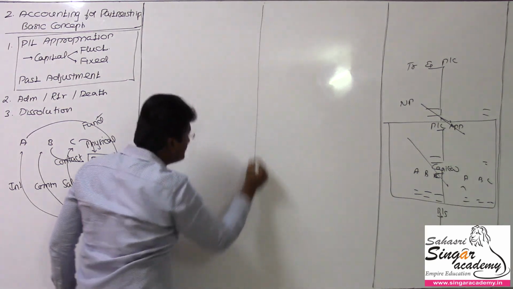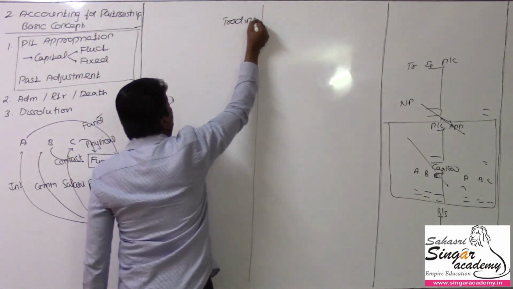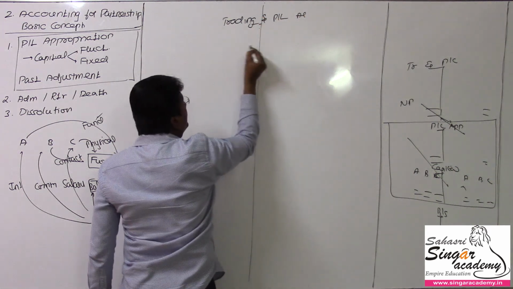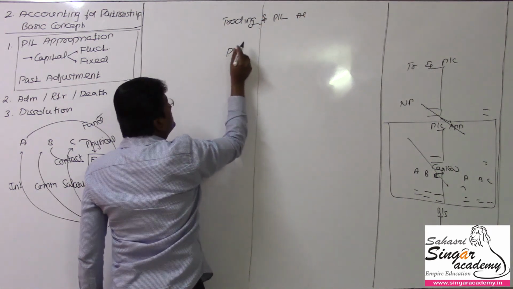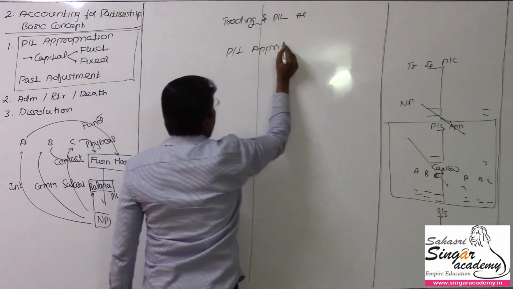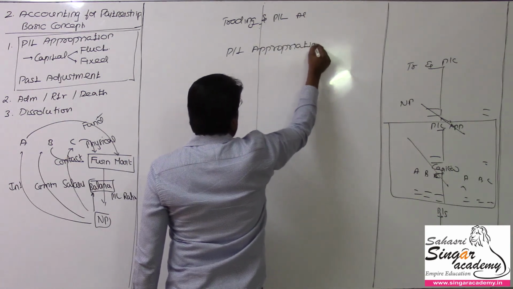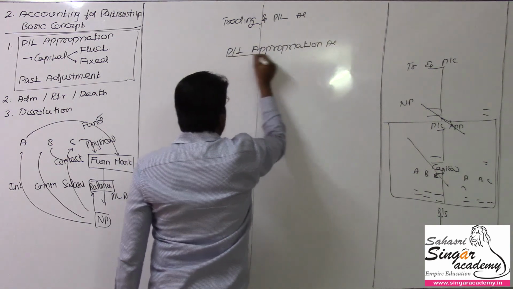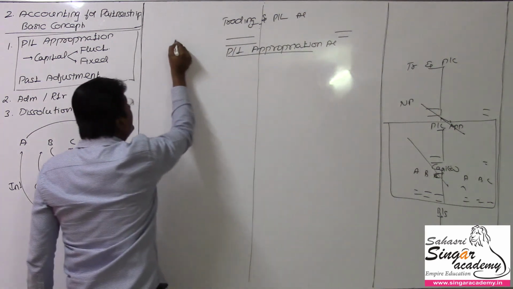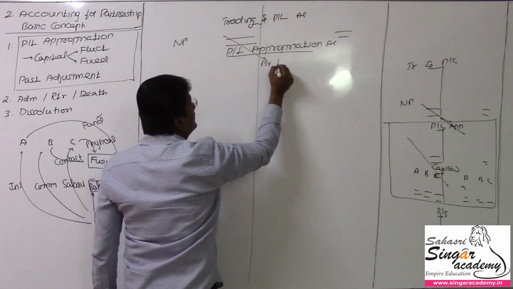So here, trading and P&L account. Here profit and loss appropriation, P&L appropriation account, appropriation account prepared. What will you get in the P&L account? You get the net profit. That net profit is transferred here, net profit.